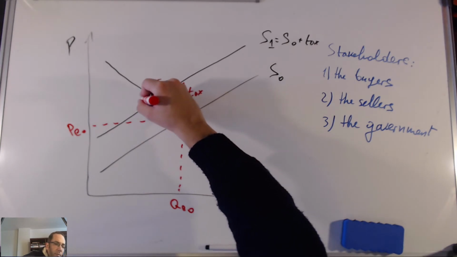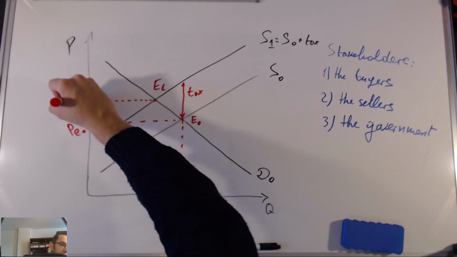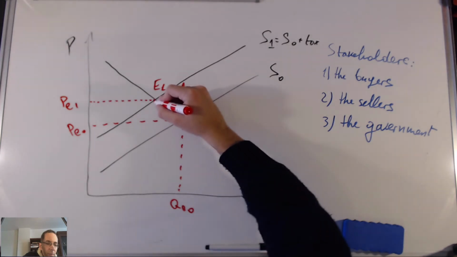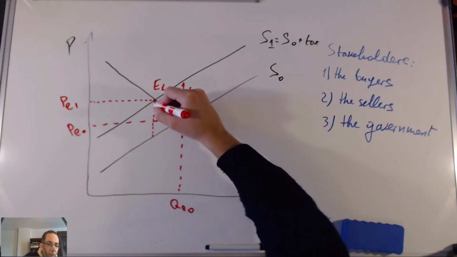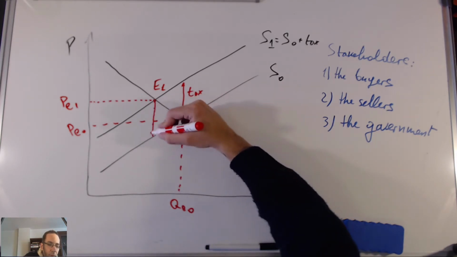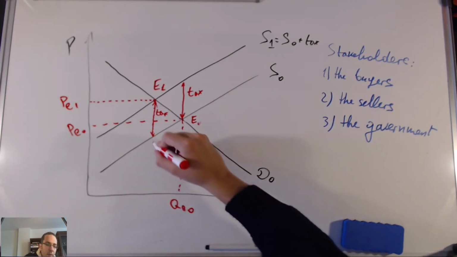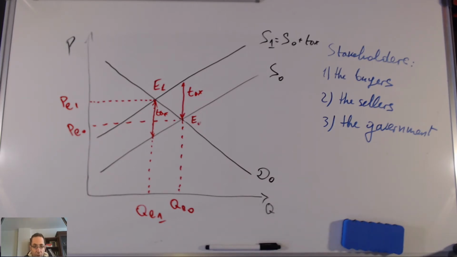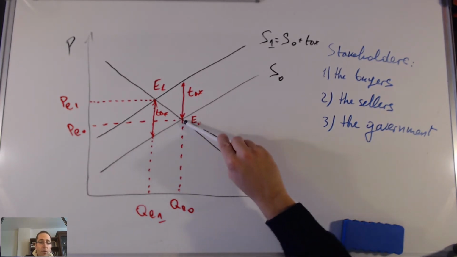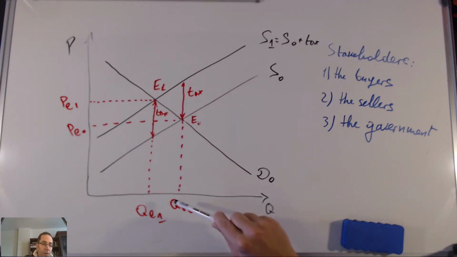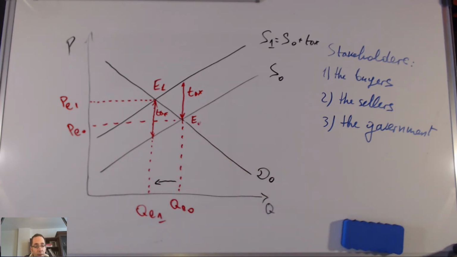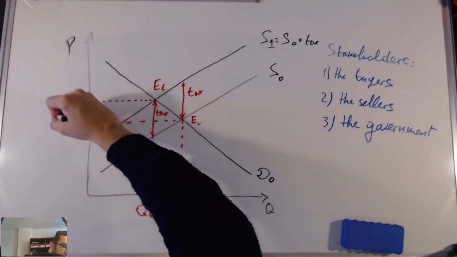So this would be PE1, and let me just mark the tax like this. So this is again the tax. QE1. Okay, so to sum up so far, we have moved from the old equilibrium to the new one. As a result, the quantity that was being purchased in this market fell from QE0 to QE1. We have a decline in the quantity demanded. And the price was increased from PE0 to PE1.